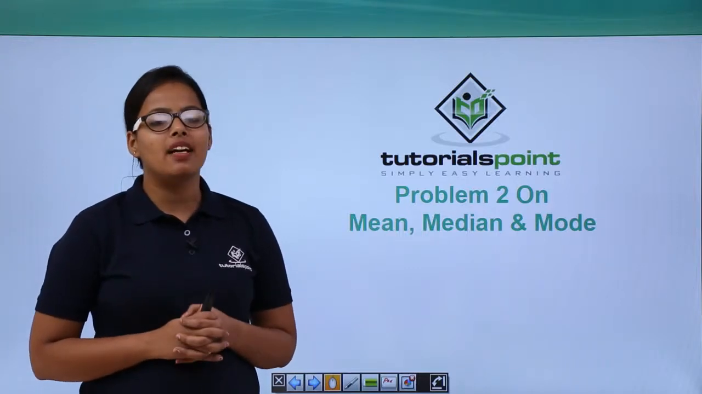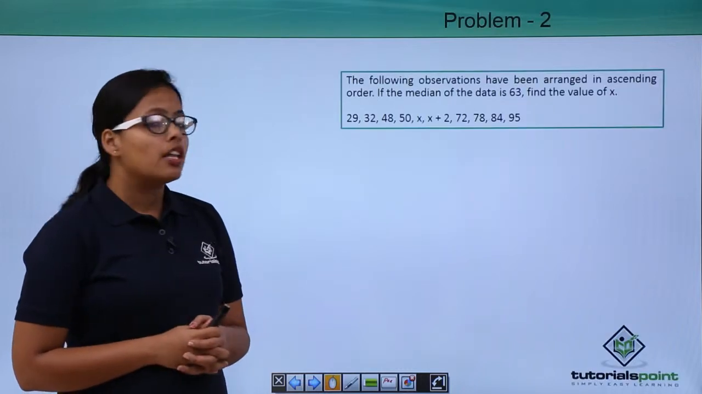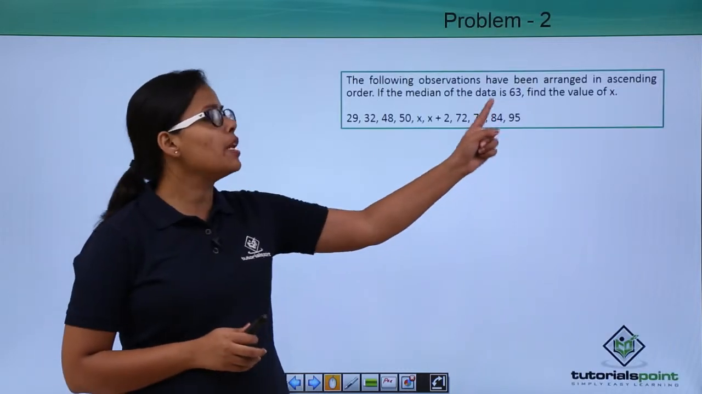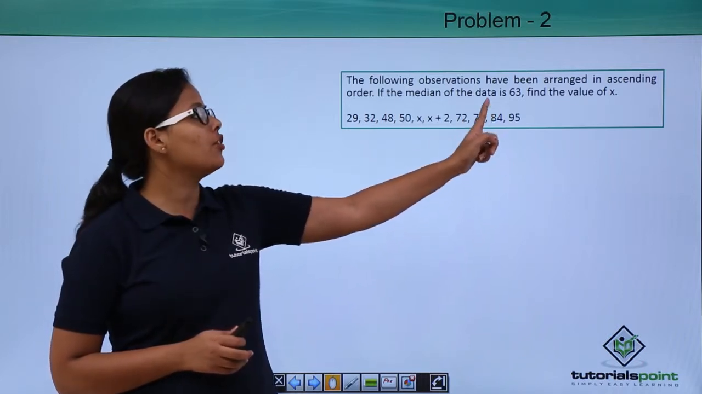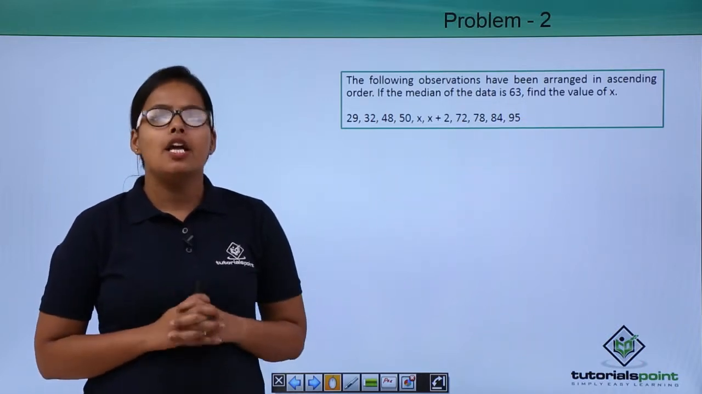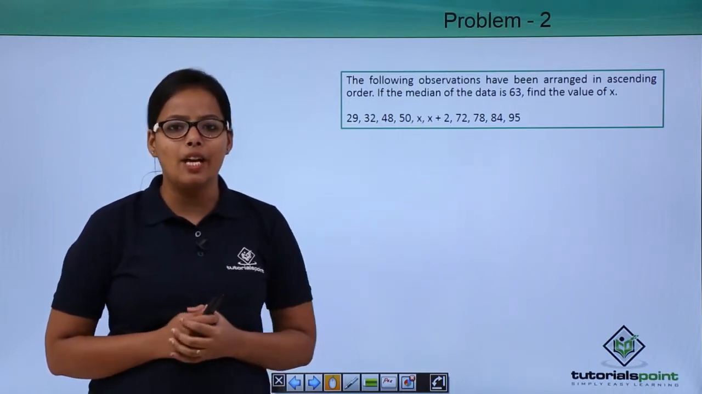Hello guys, let's take another problem based on mean, median and mode, which says the following observations have been arranged in ascending order. If the median of the data is 63, then find the value of x.